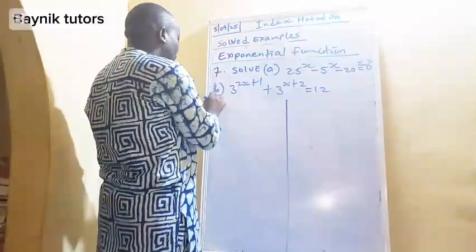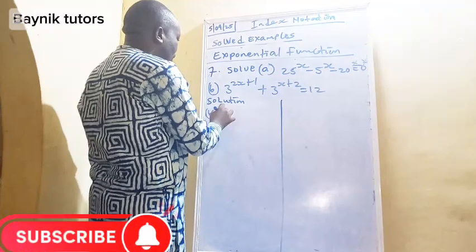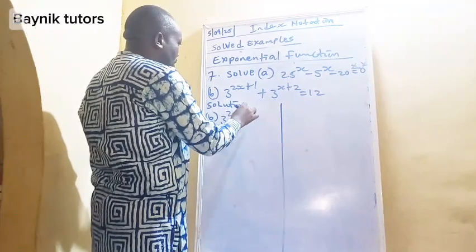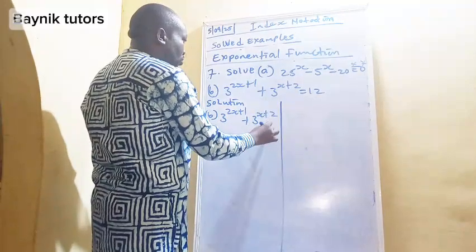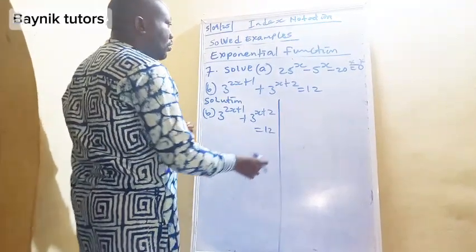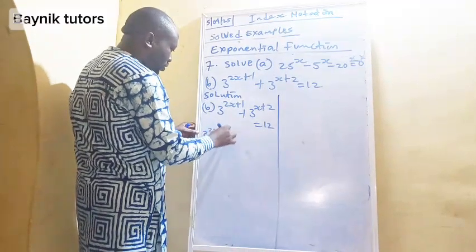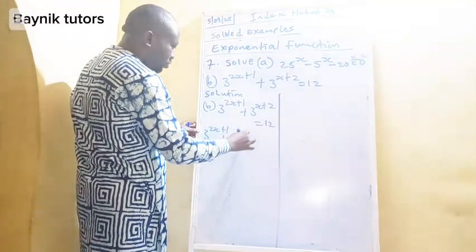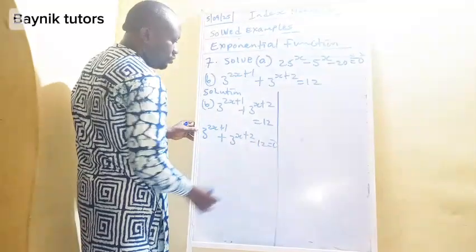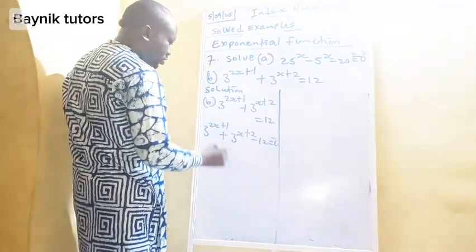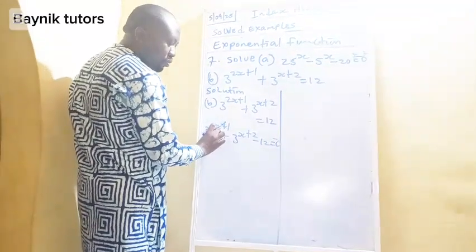So let's solve. We have 2 to the power 2s plus 1, plus 2 to the power s plus 2 is equal to 12. So you can bring this one inside. It will be 2 raised to power 2s plus 1 plus 3 raised to power s plus 2 minus 12 is equal to 0. Put together. So we can now say here is the result of a multiplication law.